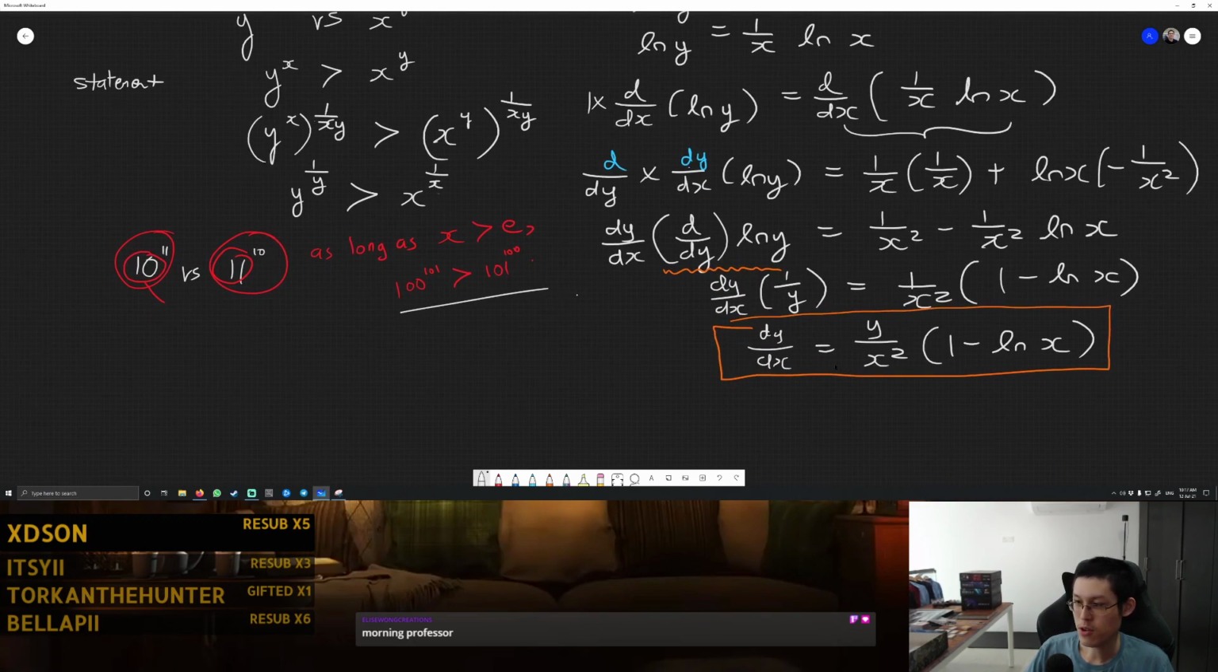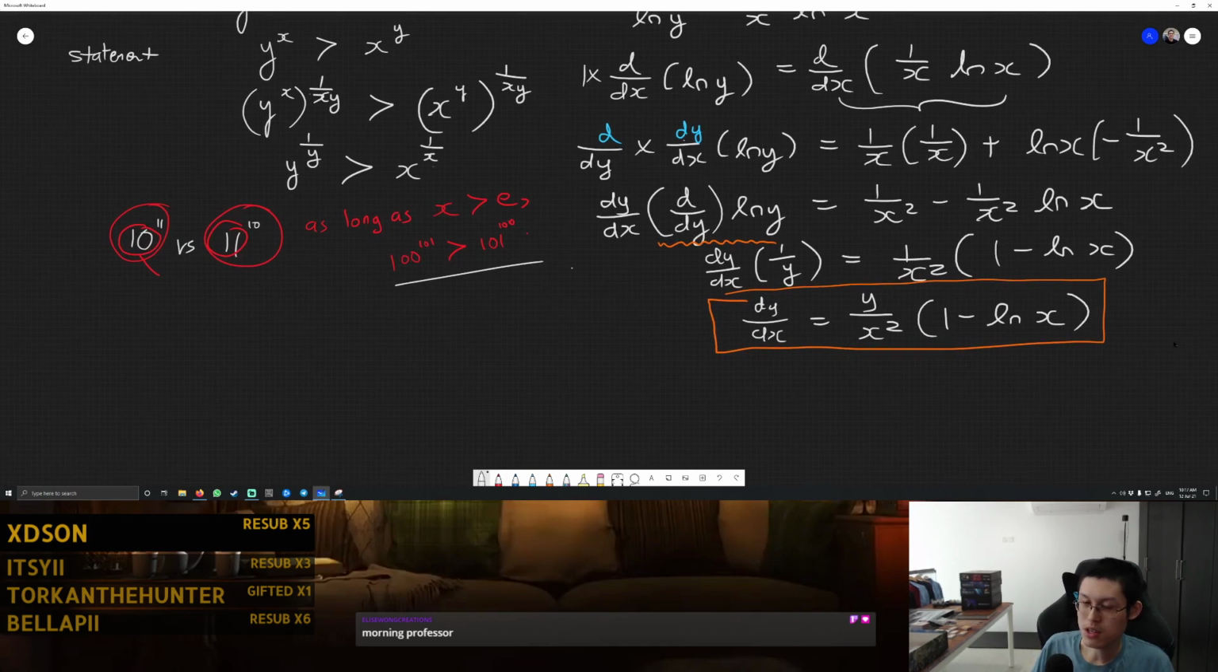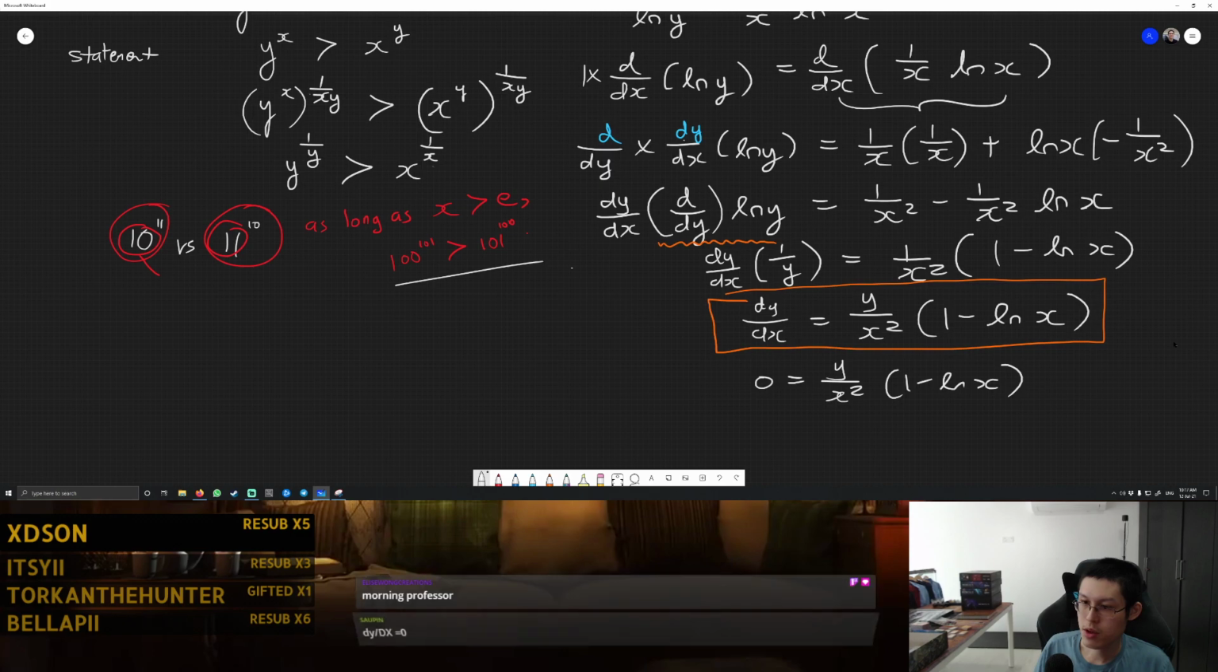You have to equate it to 0, right? You have to equate the dy dx to 0, because at the stationary points, the gradient is 0. So 0 equals y over x squared, 1 minus ln x, like so. And okay, you're going to bring out the x squared so that this appears. Yes, that's right, Salpin, that's correct.